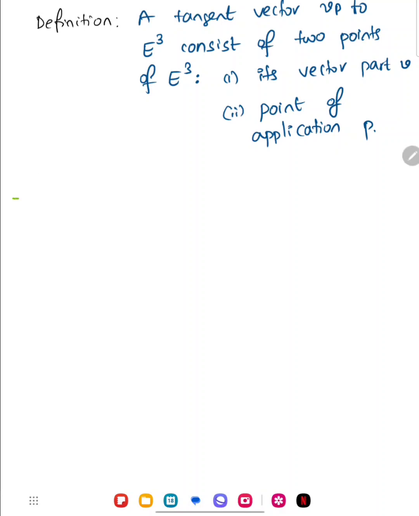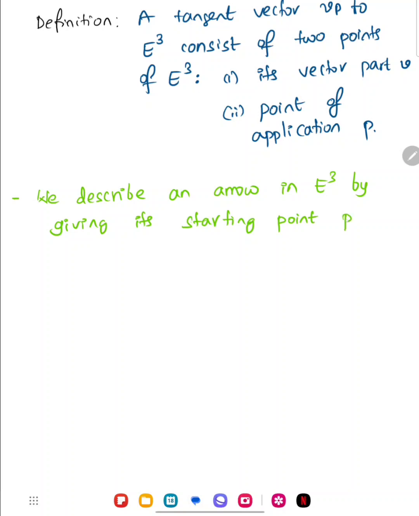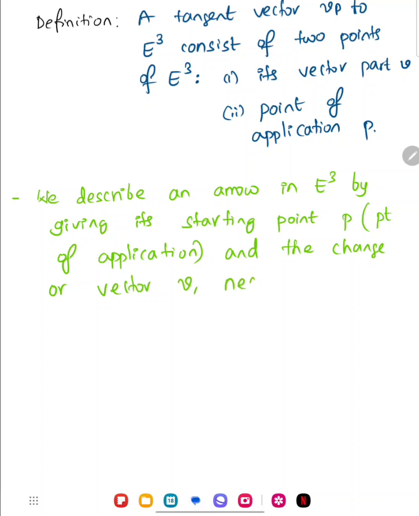Here we describe an arrow in E3 by giving its starting point P, which is called the point of application, and the change or the vector part V, which is necessary to reach its endpoint P plus V.